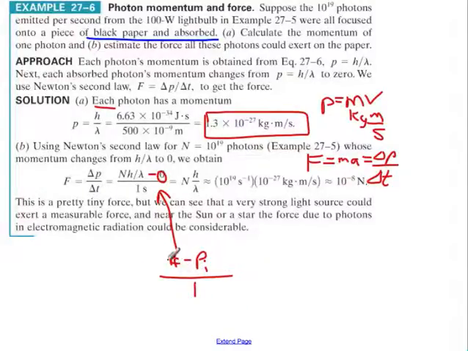I think they did this backwards, though. The final momentum should be when they hit it and there's 0. So it's going to be 0 minus that initial momentum times how many we had, right? So minus, we had 10 to the 19th of them. And then the momentum we had was like 1.3.